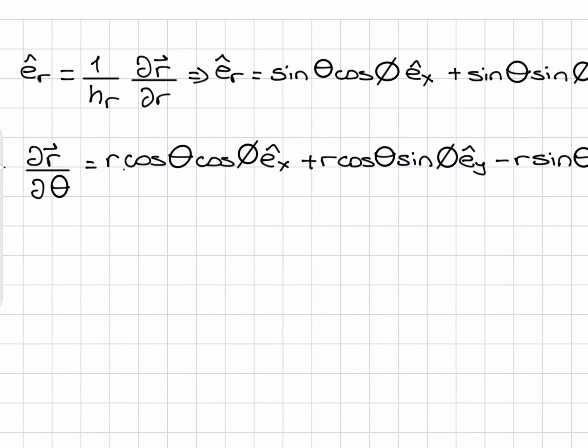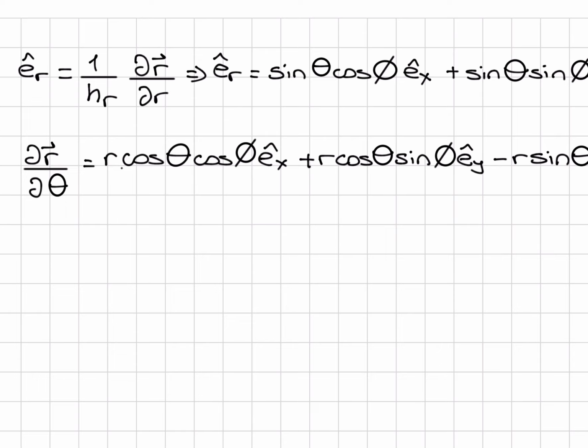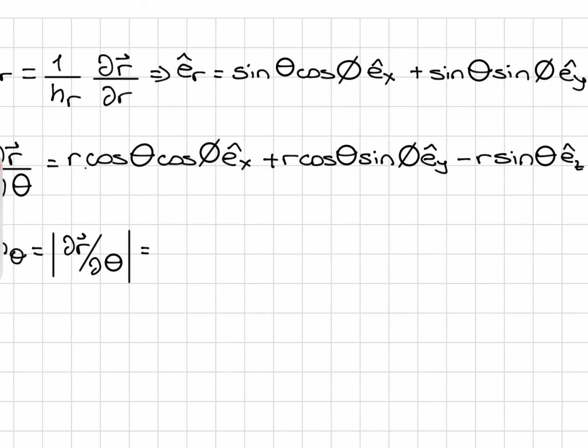And now I can take the magnitude of this vector, which will give me the scale factor h sub theta. That's magnitude of the derivative of position vector with respect to the polar angle theta. Now you can see that I have in r parentheses cosine square theta, cosine square phi, cosine square theta, sine square phi, and sine square theta. So this will give me r times cosine square theta.